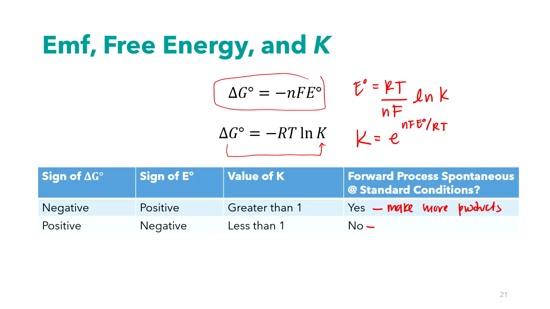Down here, if we had a positive standard delta G, that would mean that E cell was negative. So that would mean a K less than 1. The forward process isn't spontaneous. In fact, the reverse process is spontaneous. So we would make more reactants. Okay? If it is a voltaic cell, by definition, we are dealing with that first row. Okay? By definition, that first row is a voltaic cell.